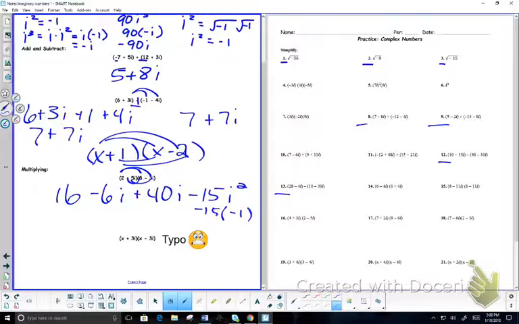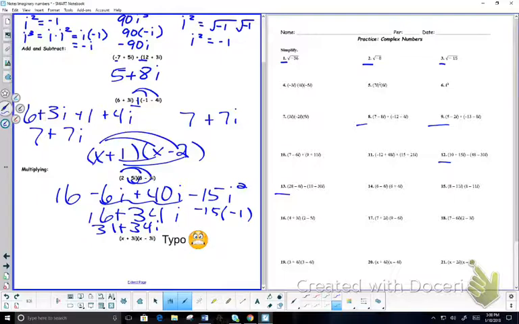This is a minus 15. These two right here, will they combine? Are they like terms? Yes. And I get 34i, and then over here I just got the 16 still. Negative 15 times negative 1 is positive 15. Positive 15 plus 16 is 31. So I got 31 plus 34i.